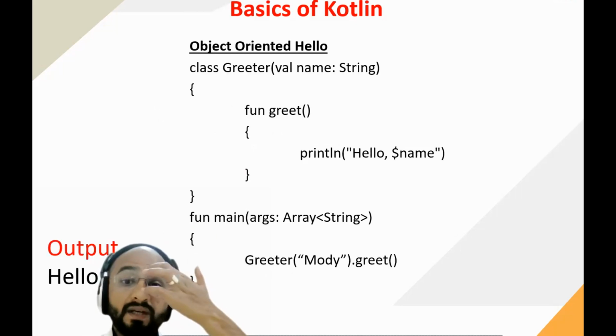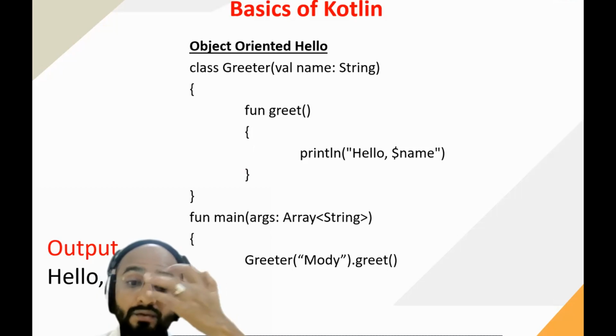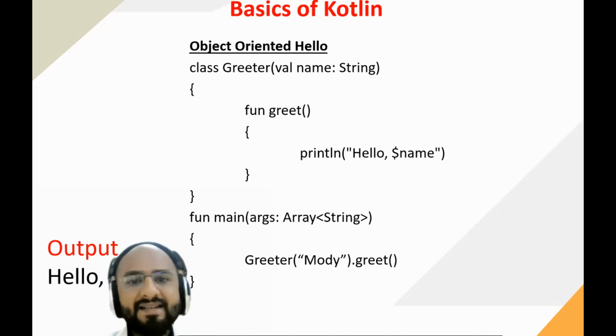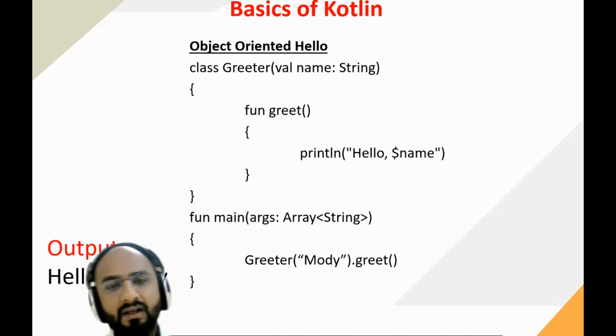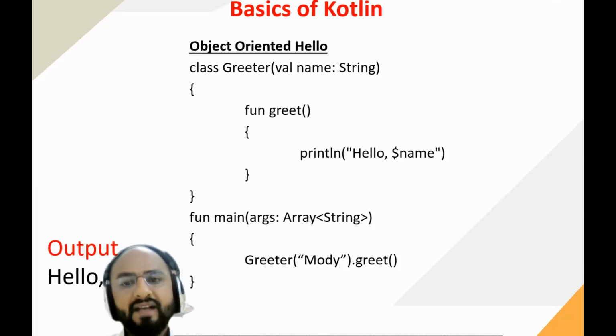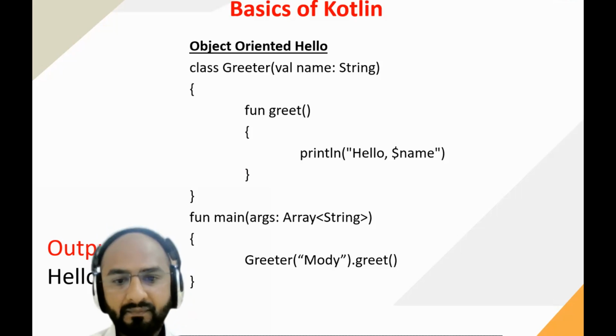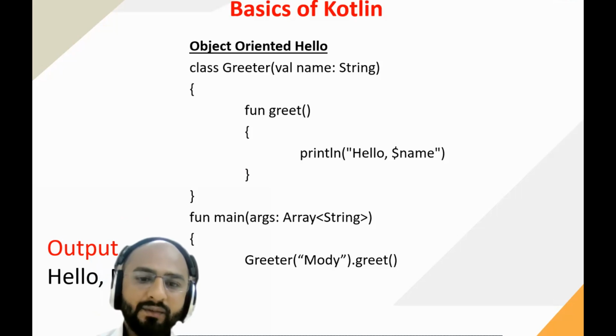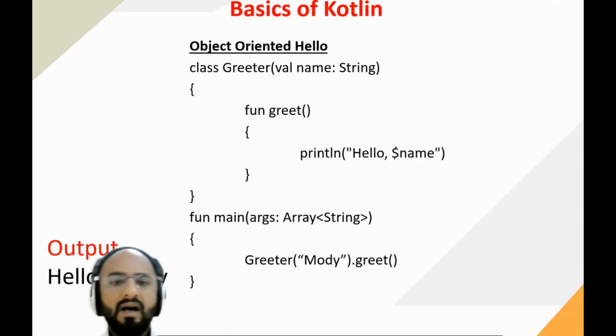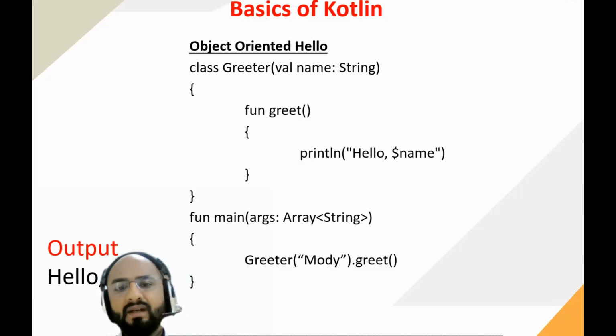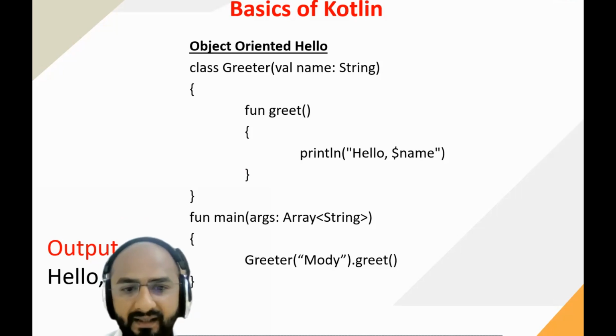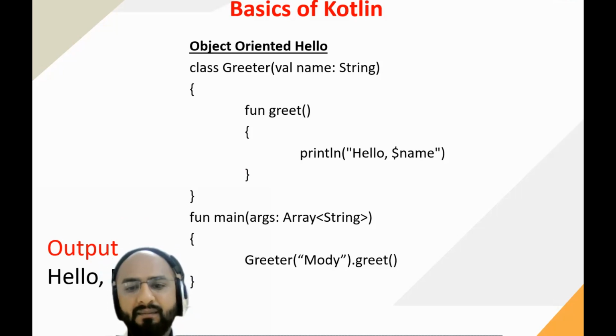There is another way, you can say an object-oriented hello world program. You can see there is a class named Greeter. That class has a parameter named name, colon, String. In this Greeter class, there is a function named greet. And in the greet method, I have written the println statement hello $name. After that, you can see in the code there is a function main. Arguments I have taken from the console as an array of strings. And in the main scope, I have called a method named greet by using that Greeter class.